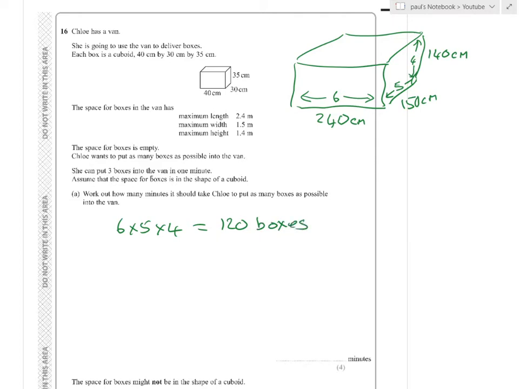Right, she can put 3 boxes in 1 minute. How many minutes? So divide by 3, which is 40 minutes.